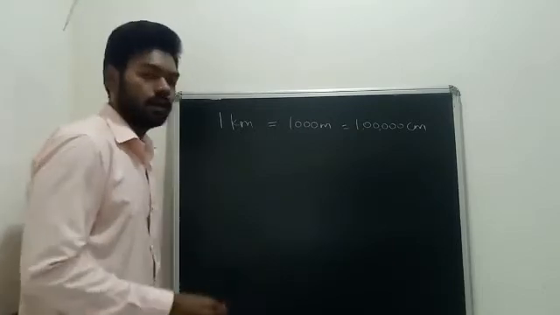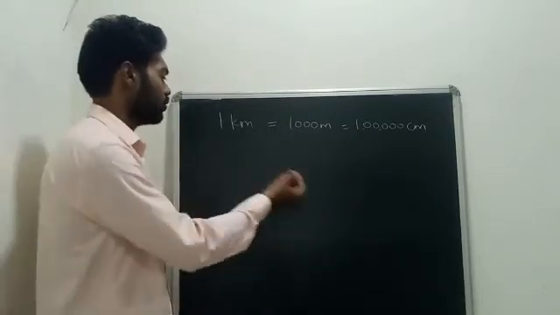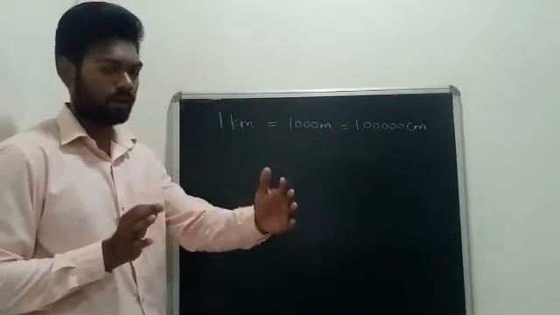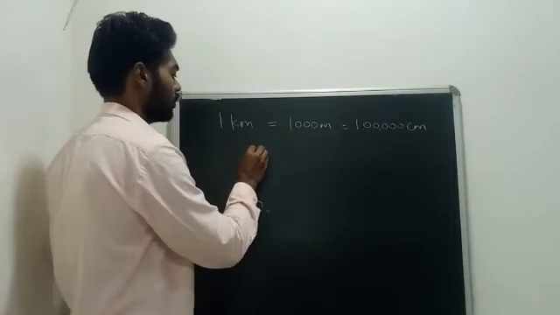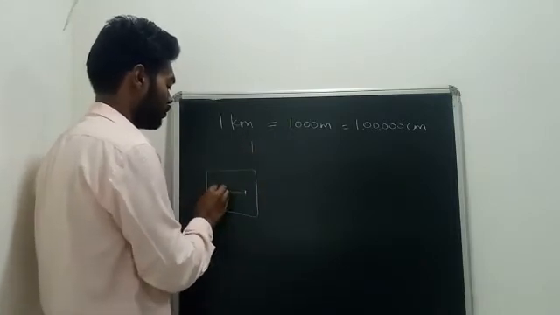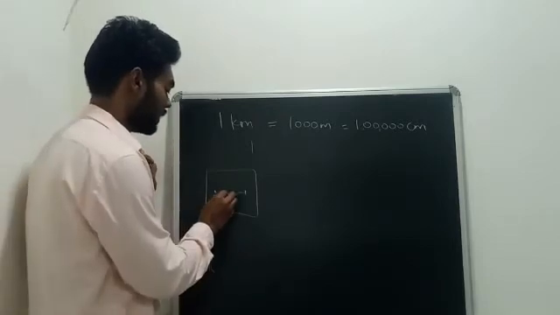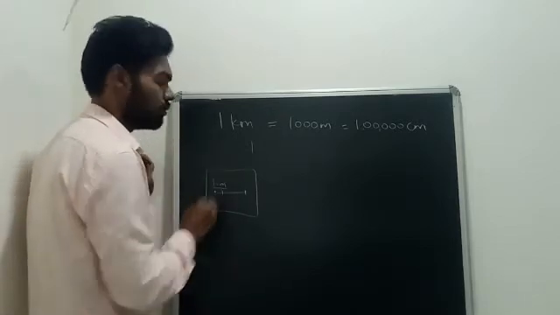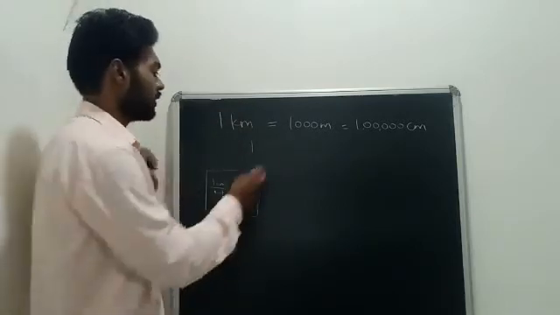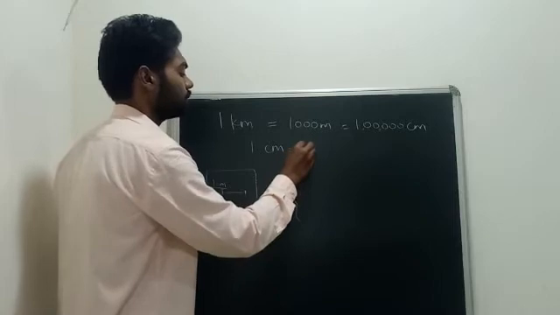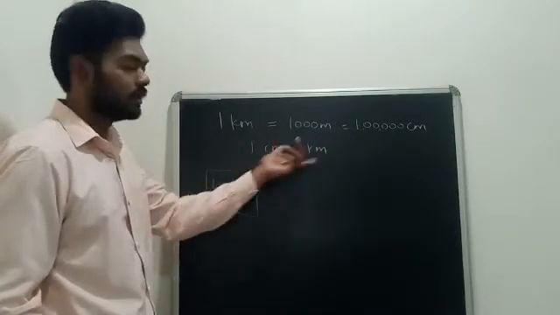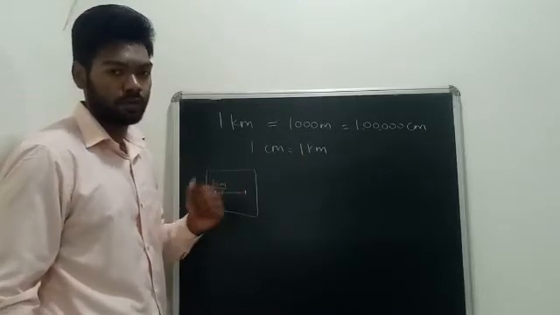Now let's say I want to show 1 kilometer on a particular map. How can I show it? If I am drawing a map from point A to point B, I want to show that 1 centimeter on the map is equal to 1 kilometer in the original landform. So I will write here, 1 centimeter is equal to 1 kilometer. This is one way I can show it.